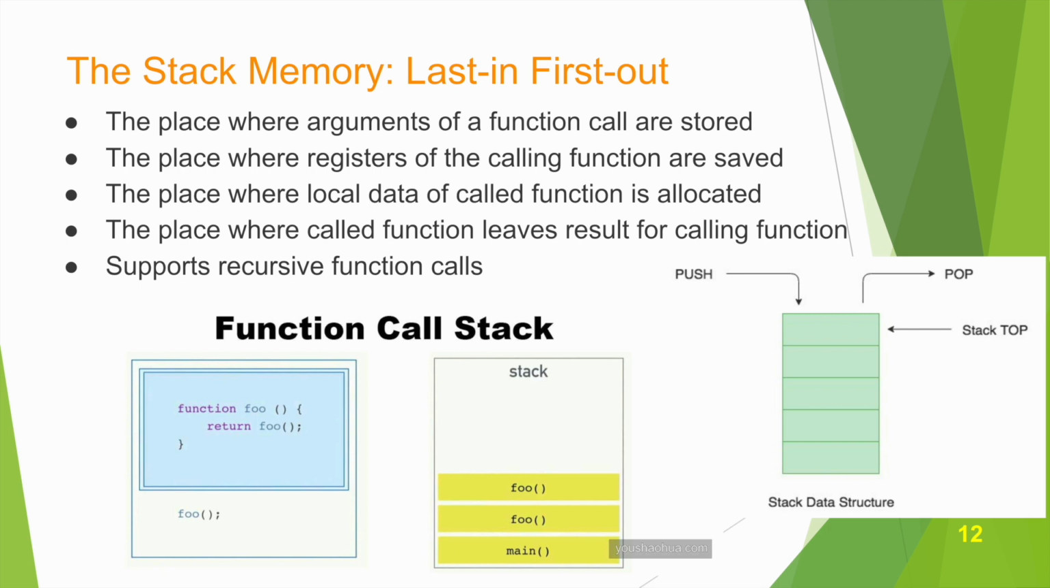Let's say you want to add two numbers. When you call the method, it's added to the stack, and when you return from the method, the returned value, which is the addition of two numbers, is popped from the stack and handed to the calling function. Stack is the data structure that supports recursive function calls.